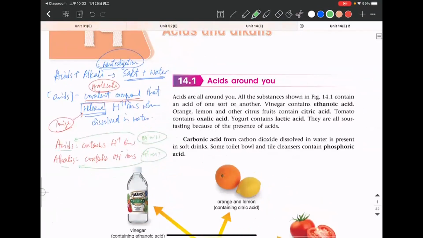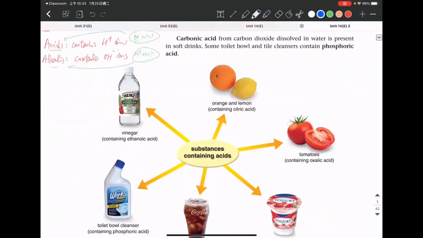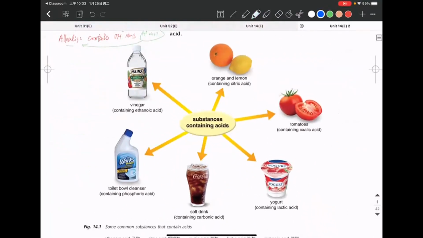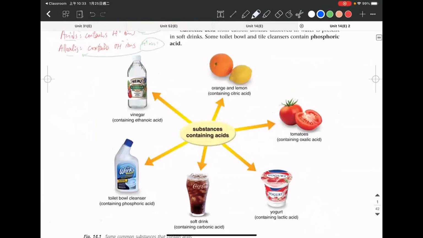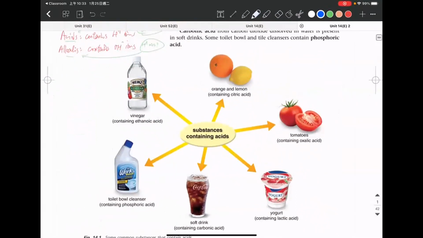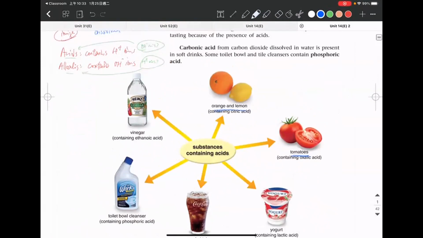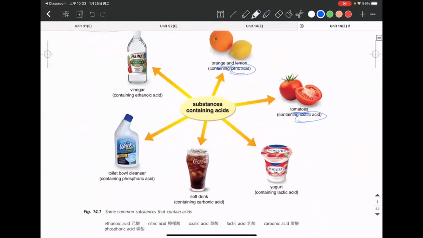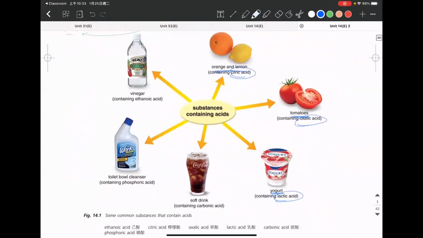Fair enough. Now take a look at the acids. Acids can be commonly found at home, right? For those that are naturally occurring substances, you may find them in fruits and vegetables, such as tomatoes, oranges and lemons. So you may have citric acid, 檸檬酸, and oxalic acid, 草酸. How about yogurt? We have lactic acid, 乳酸. Vinegar, we call ethanoic acid, 醋酸, or 乙酸.